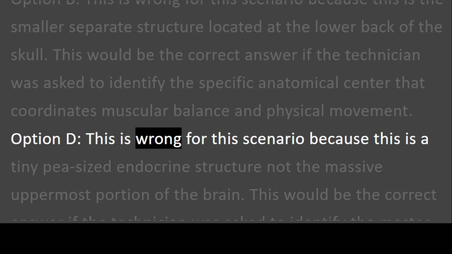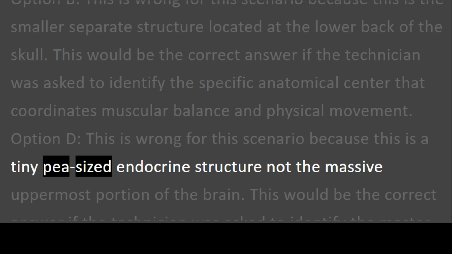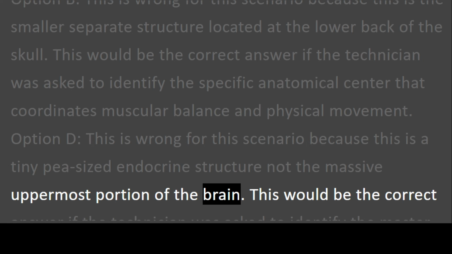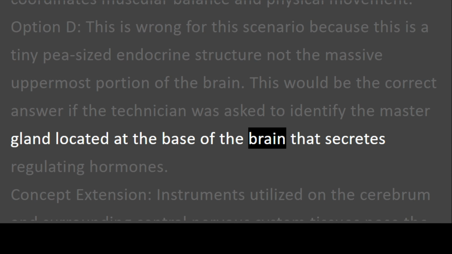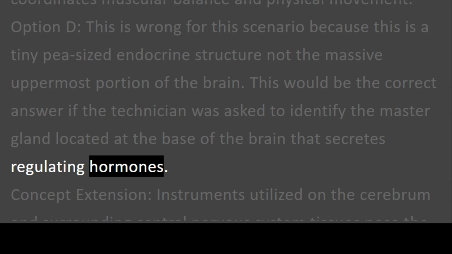Option D. This is wrong for this scenario because this is a tiny pea-sized endocrine structure, not the massive uppermost portion of the brain. This would be the correct answer if the technician was asked to identify the master gland located at the base of the brain that secretes regulating hormones.